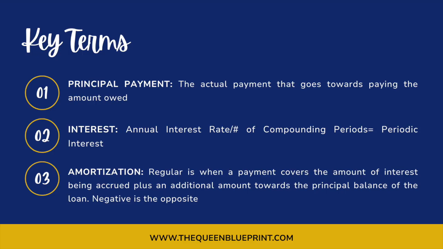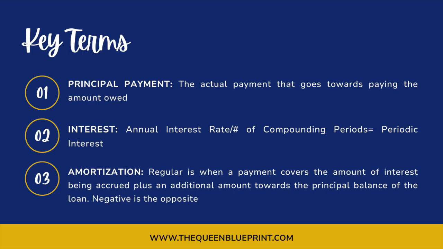Okay. Some key terms. And those three most important terms when you're talking about a mortgage are the principal payment, the interest, and amortization. Okay? Amortization. So the principal payment is the actual payment that goes towards paying the amount that you owe.